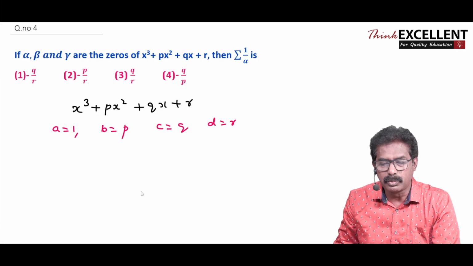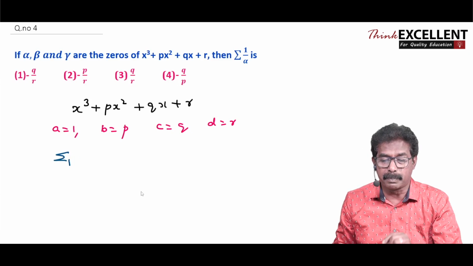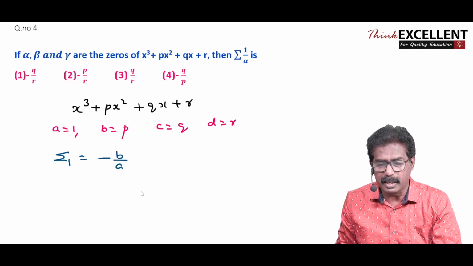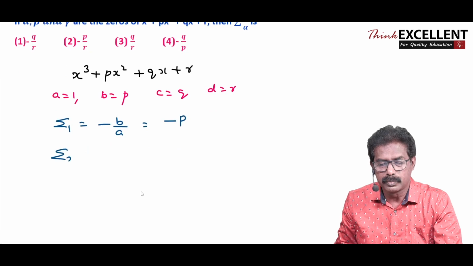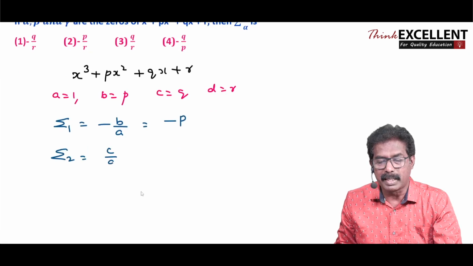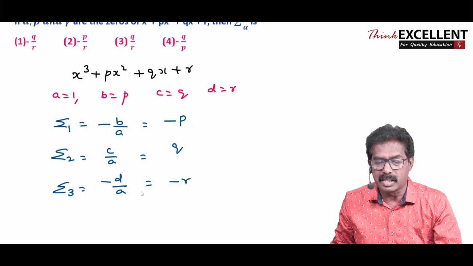You know how to find sigma 1, taking one at a time, meaning alpha plus beta plus gamma equals minus B by A. That is minus P by 1, so it is minus P. Then sigma 2, taking two at a time, is plus C by A, right? Minus, the next is plus. Sigma 3, taking 3 at a time, is minus D by A. If we substitute, C by A is Q by 1, and minus D by A is minus R by 1.